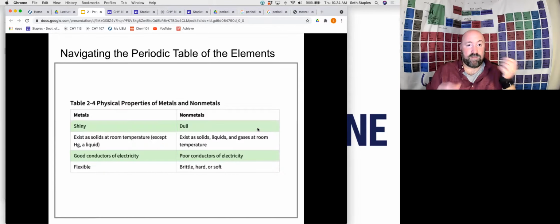Speaking of properties, the basic properties of the two: metals are shiny. Metals, by and large, exist as solids at room temperature, one exception being mercury, which is a liquid at room temp. Metals are good conductors of electricity, and they're flexible. Non-metals are not shiny. They're fairly dull looking. They can exist as either solids, liquids, or gases at room temperature, depending on the type of non-metal we're talking about. They're poor conductors of electricity, and they're fairly brittle or hard or soft. They're not flexible and malleable like metals are.